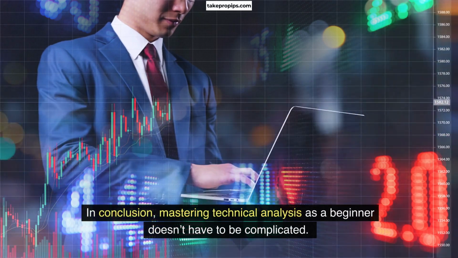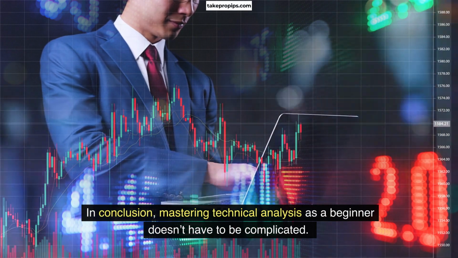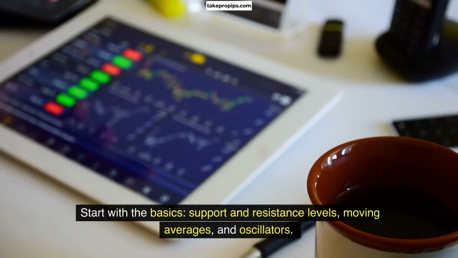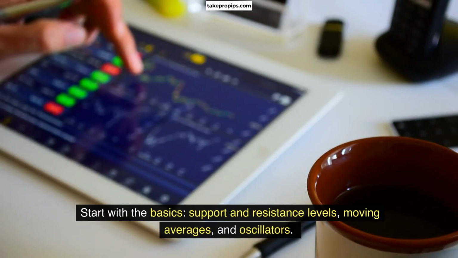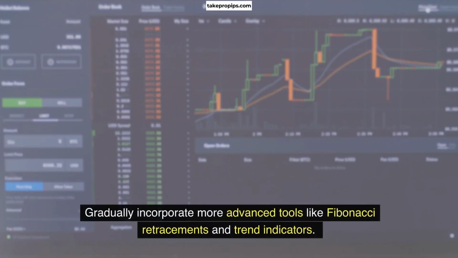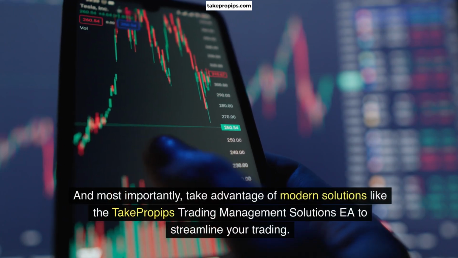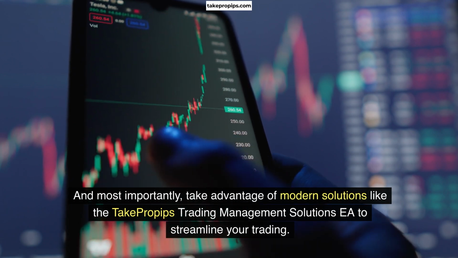In conclusion, mastering technical analysis as a beginner doesn't have to be complicated. Start with the basics: support and resistance levels, moving averages, and oscillators. Gradually incorporate more advanced tools like Fibonacci retracements and trend indicators. And most importantly, take advantage of modern solutions like the TakePropips Trading Management Solutions EA to streamline your trading.